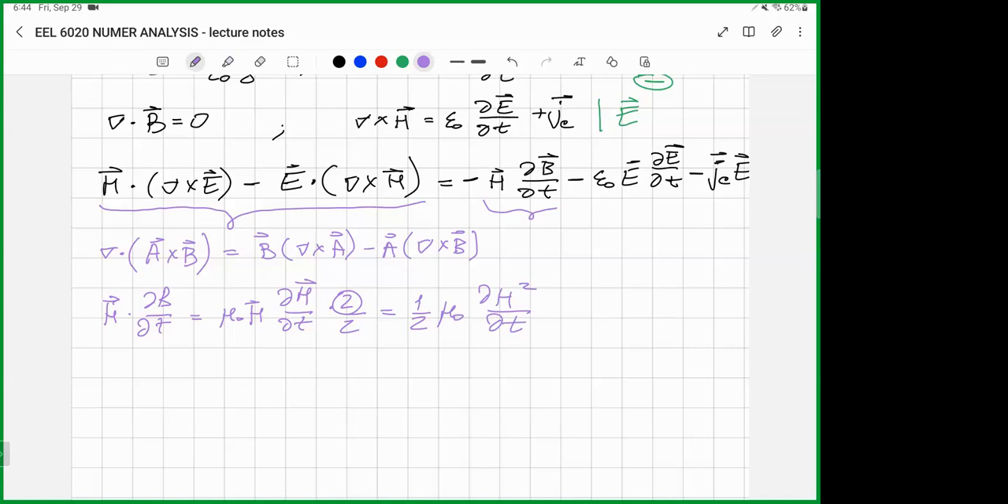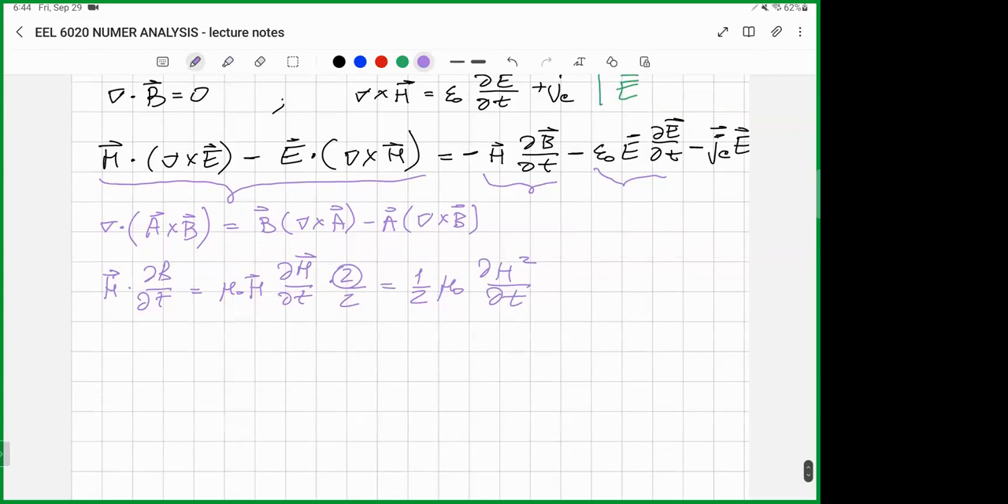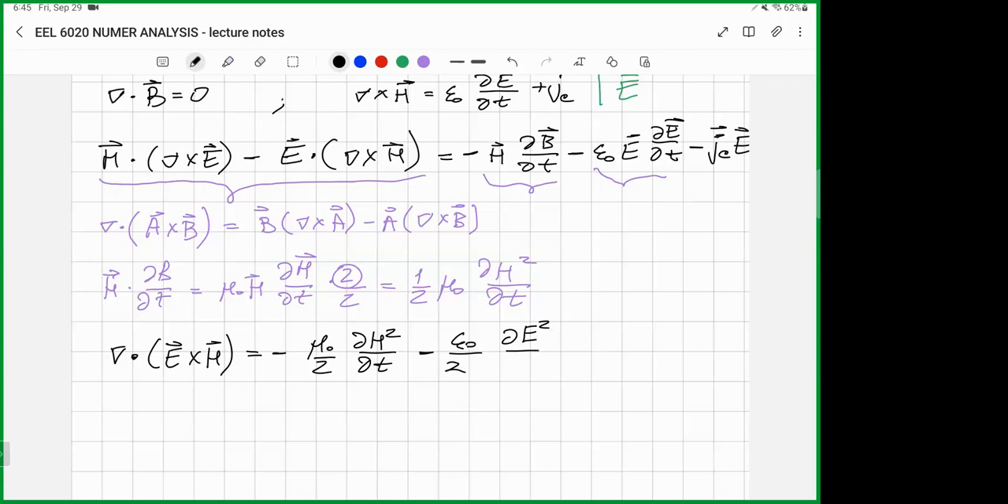And the same way I can rewrite the second part here. Okay, so let me use both and write for the divergence of electric field times H field. I get minus mu 0 over 2 dH squared over dt, minus epsilon 0 over 2 dE squared over dt, and minus current times field. Okay.